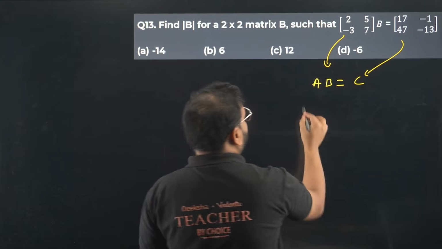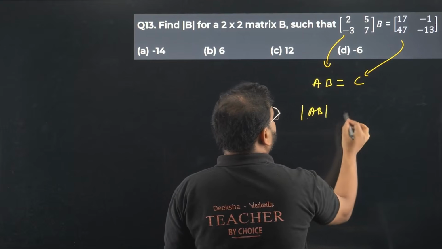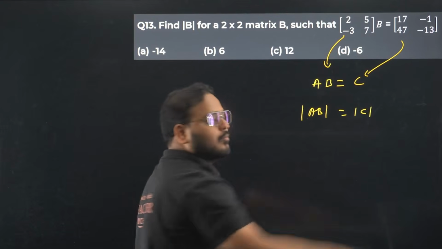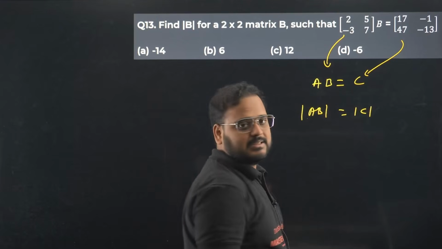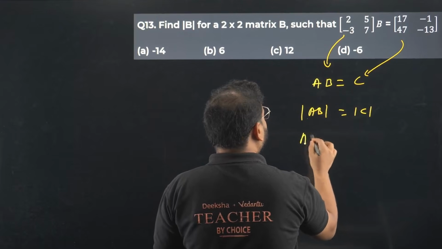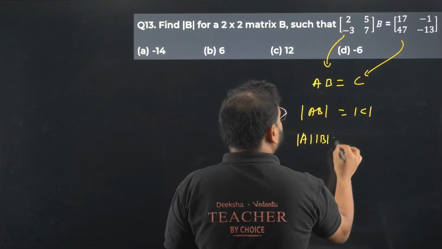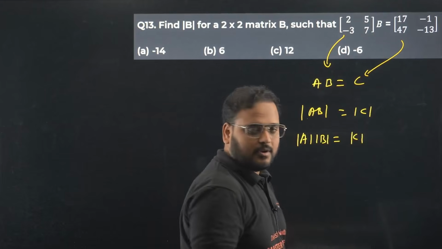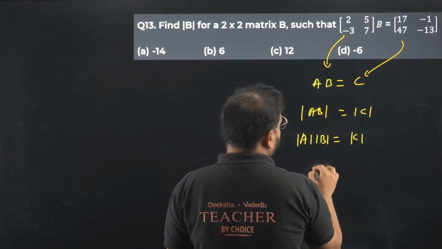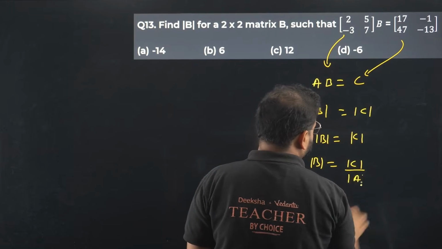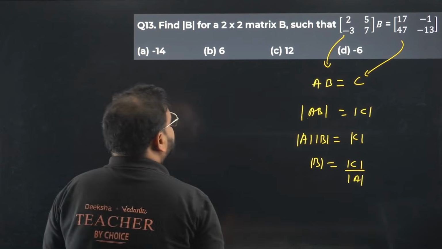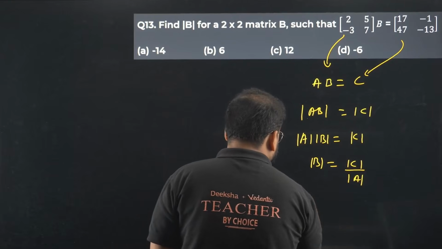How do you do that? Apply here the property of determinant. AB equals C. Taking determinant on both sides, I can do that. Determinant of AB should be equal to determinant of C. What do I get from here? Determinant of A times determinant of B should be equal to determinant of C. So determinant of B equals determinant of C upon determinant of A. Let's find determinant of A first.